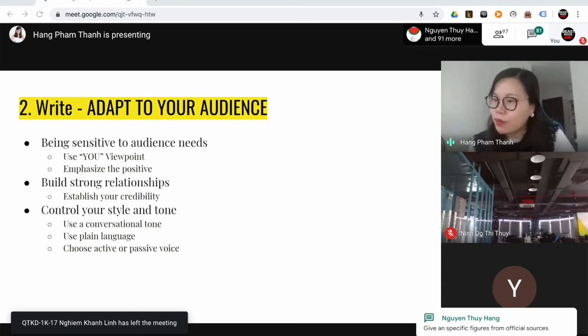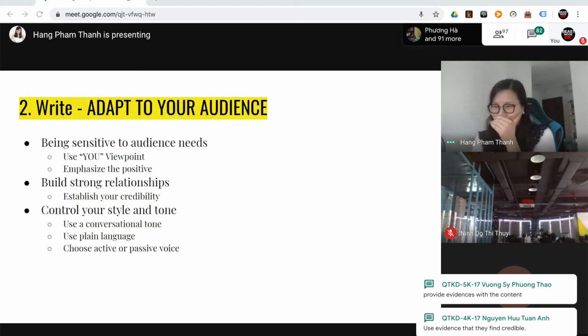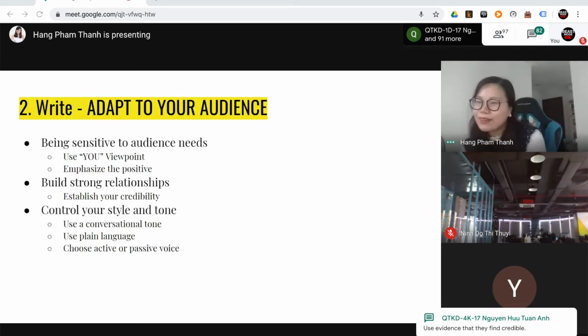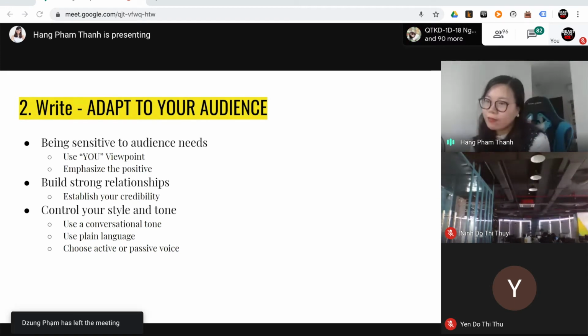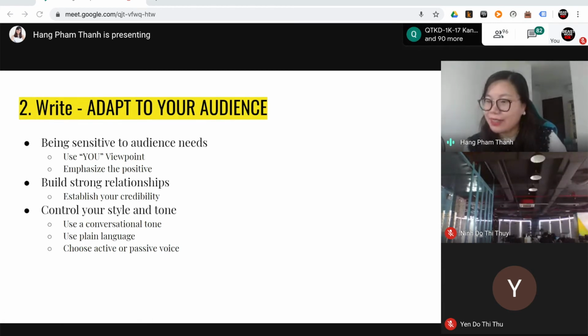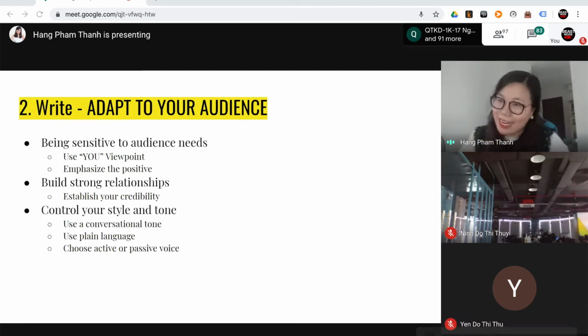Okay, follow the trend to be relatable. Give a figure from official sources, provide evidence with the content. Use evidence that they find credible. So all these points are really valid in founding and establishing your credibility with the audience. And most of them are based on evidence, right?